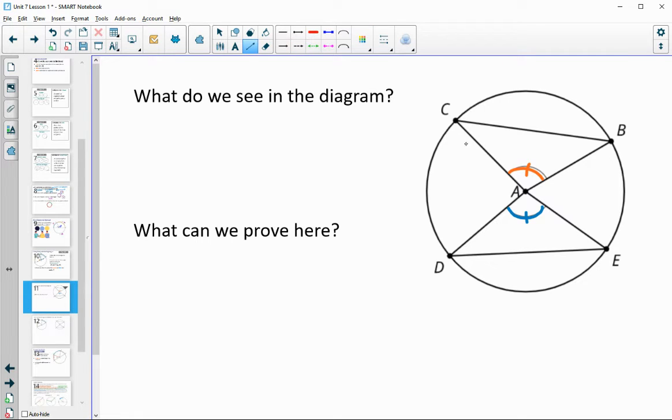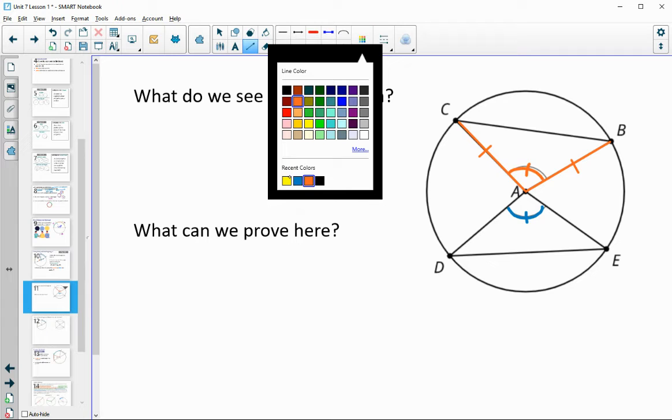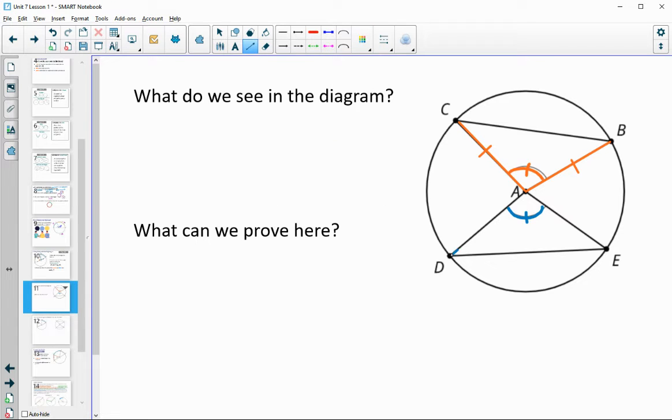So if we go ahead and highlight this central angle here, we know that these two segments are equal to each other because they're radii. We also know that these two segments are equal to each other and to the orange ones, right? Because they're all radii. So now we see these two triangles are congruent by side angle side.